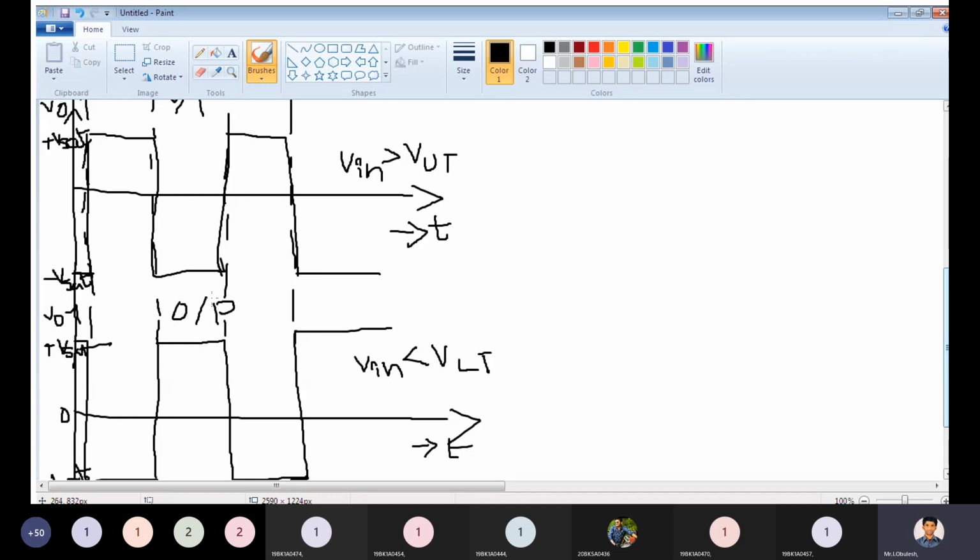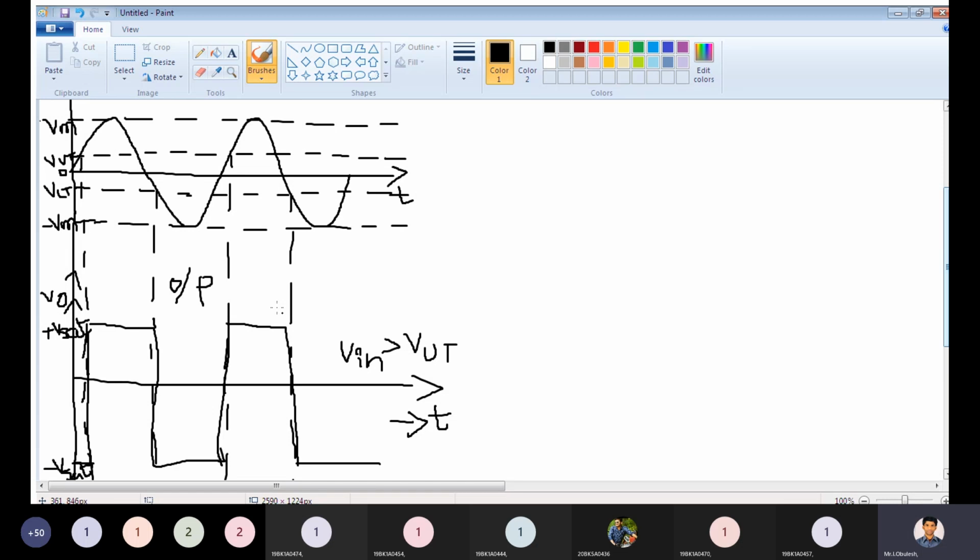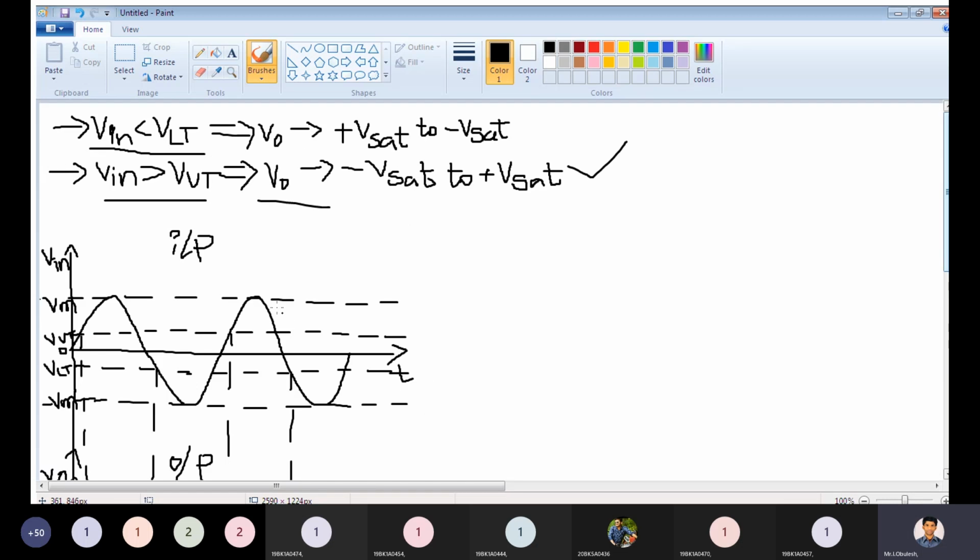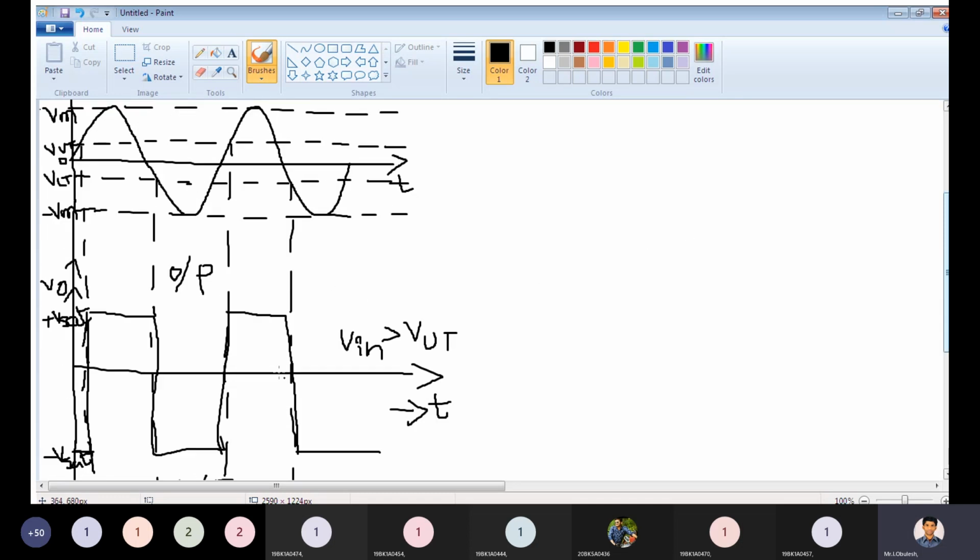Is it clear? I think up to now you don't have any doubt. Based on these input and output waveforms, you need to draw the hysteresis graph.